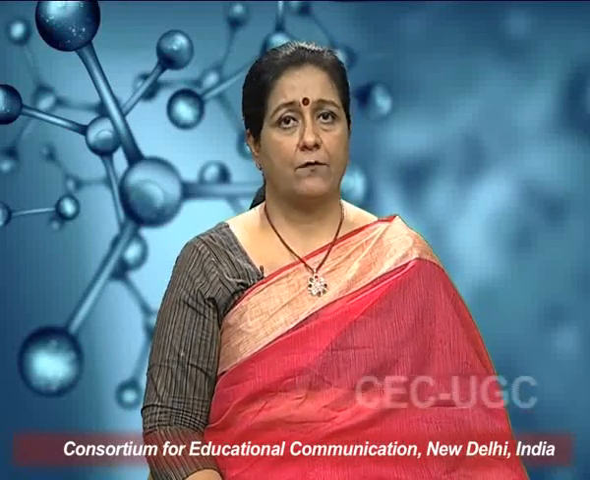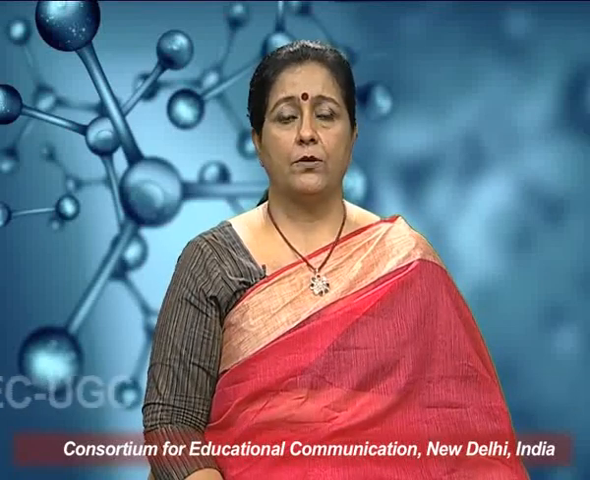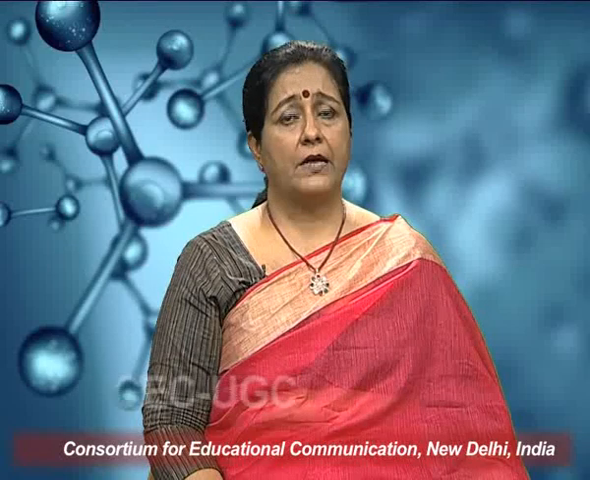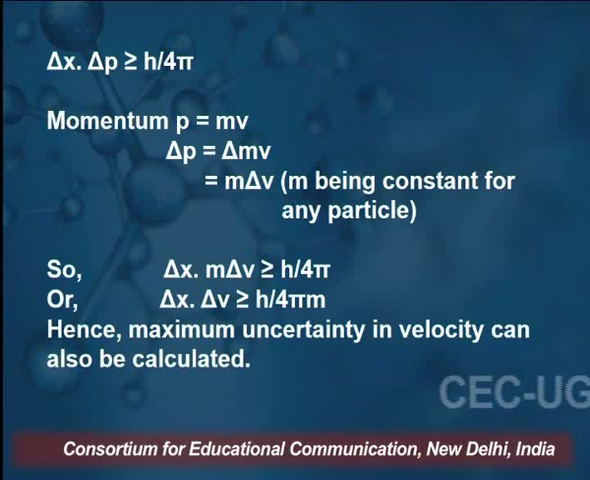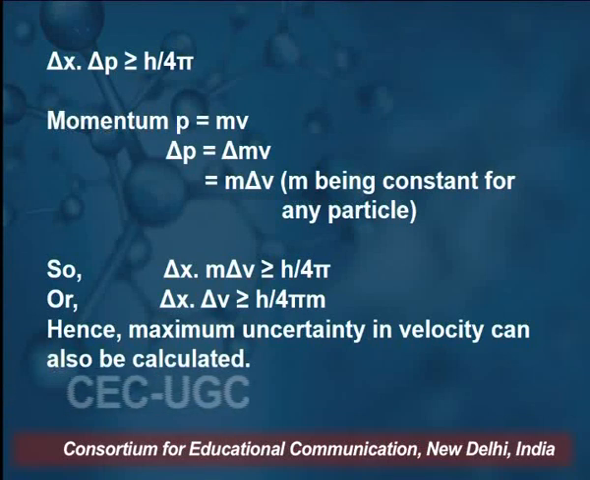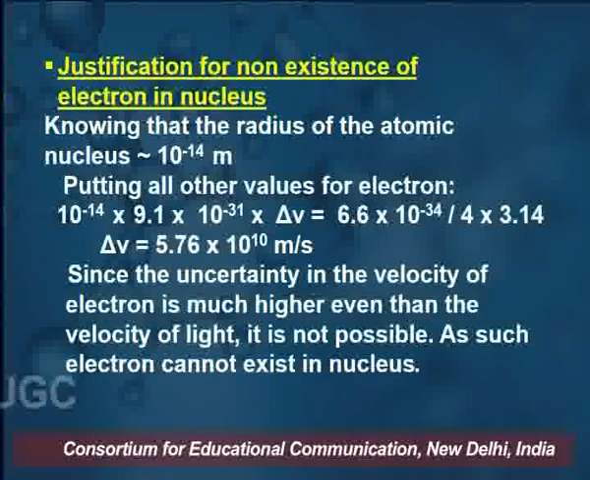Momentum p, as we have already read, is equal to mv. So delta p will be equal to delta mv, but m being constant, that means the mass being constant for any particle, delta p is equal to m delta v. Putting these values, we get delta x into delta v is greater than or equal to h upon 4 pi m. Hence, maximum uncertainty in velocity can also be calculated.